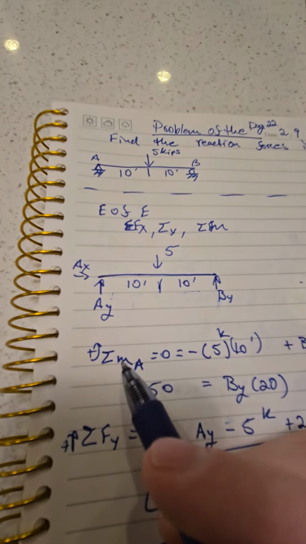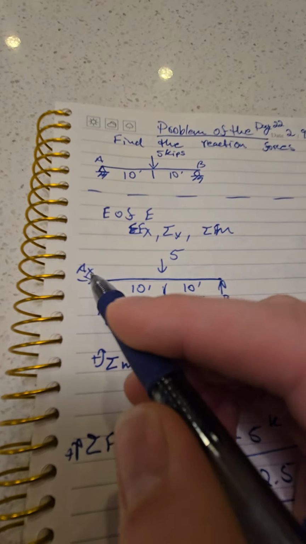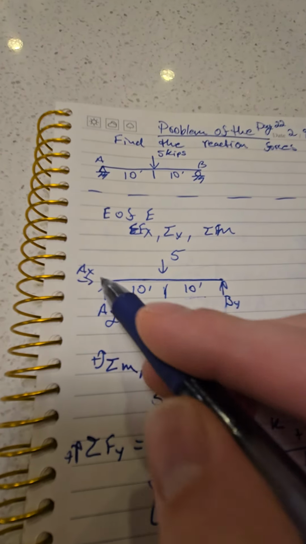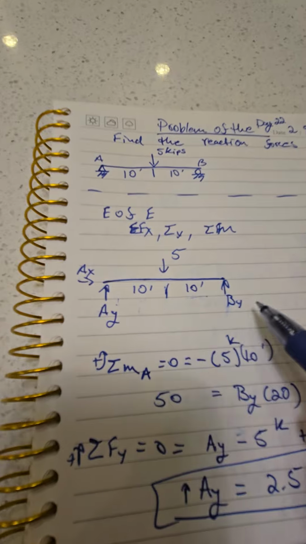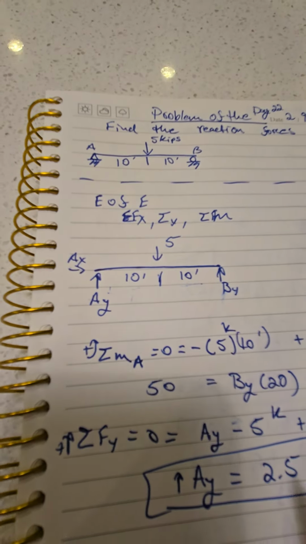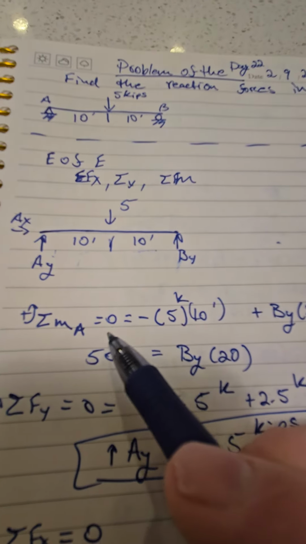So first we'll sum the moments at A so that these two forces are not applicable. So we're just solving for this BY force. So sum of the moments about A equals 0.